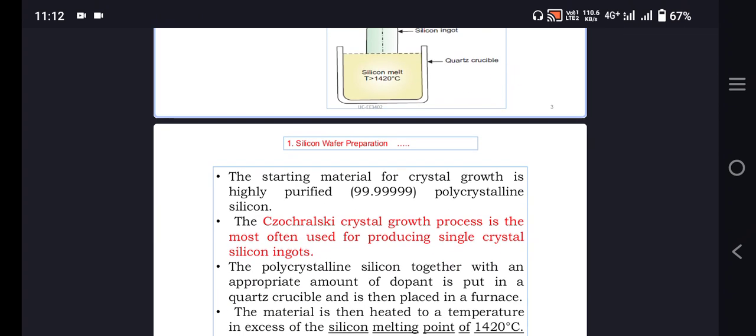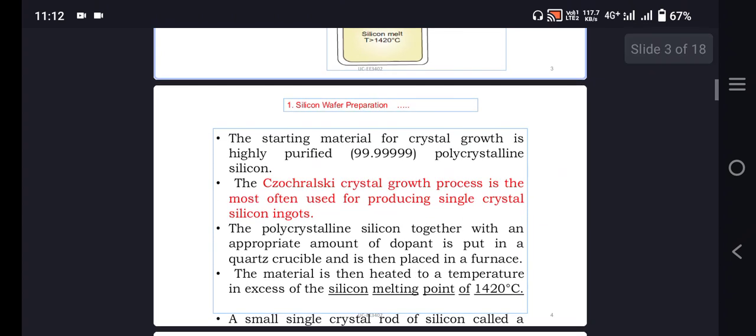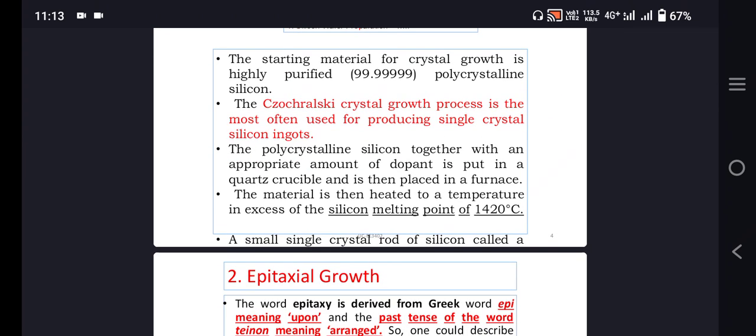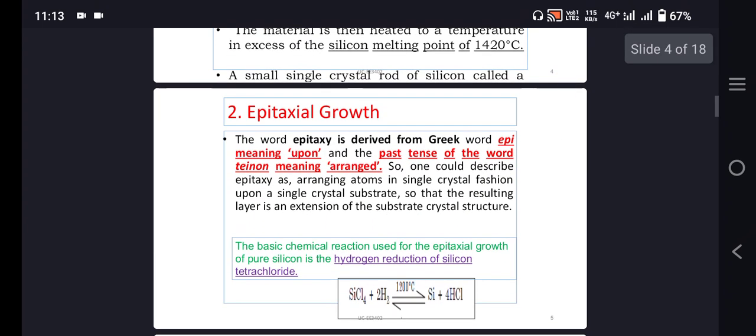In the silicon wafer preparation, the silicon material used for the crystal growth is 99.999% pure polycrystalline silicon. In order to produce the crystal growth process, Czochralski crystal growth process is mostly used in order to produce the silicon ingots. Here, to provide the silicon ingots, the silicon melting point is 1420 degrees Celsius. The second step is epitaxial growth.